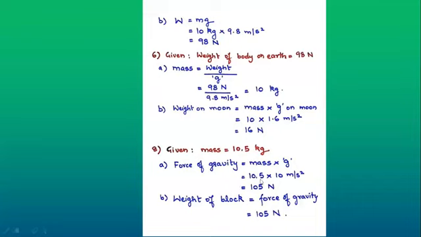So that is equal to 10.5 into 10 is equal to 105 Newton. And what is the weight of the block? Force of gravity and weight are same. So if you calculated force of gravity to be 105 Newton, weight of the block will also be 105 Newton.